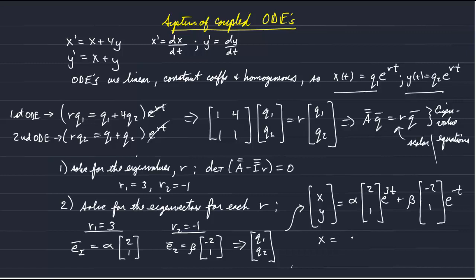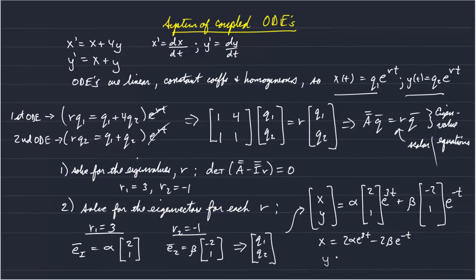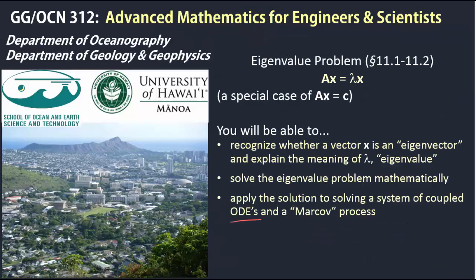Writing it out in equation form, we get x equals 2 alpha e to the 3t minus 2 beta e to the minus t. And y is equal to alpha e to the 3t plus beta e to the minus t. And that is our full solution for x and y in our system of coupled equations. So that was our first example of solving a system of coupled ODEs.